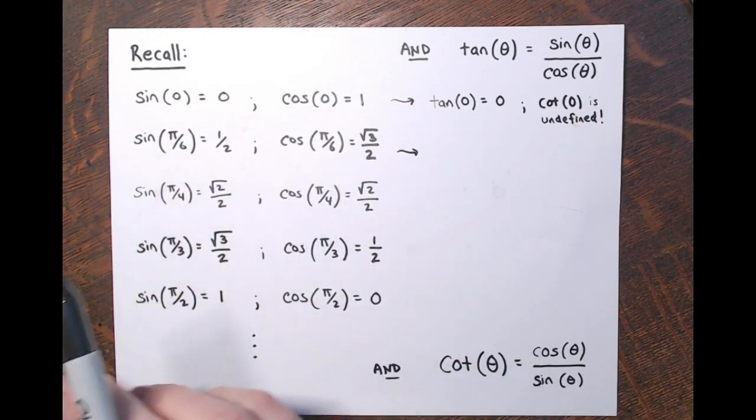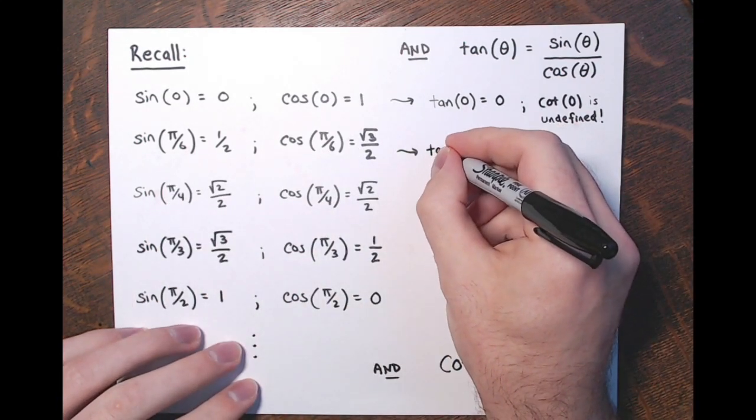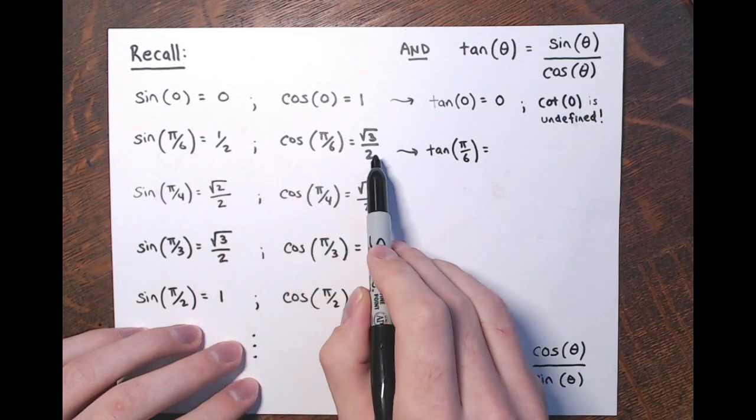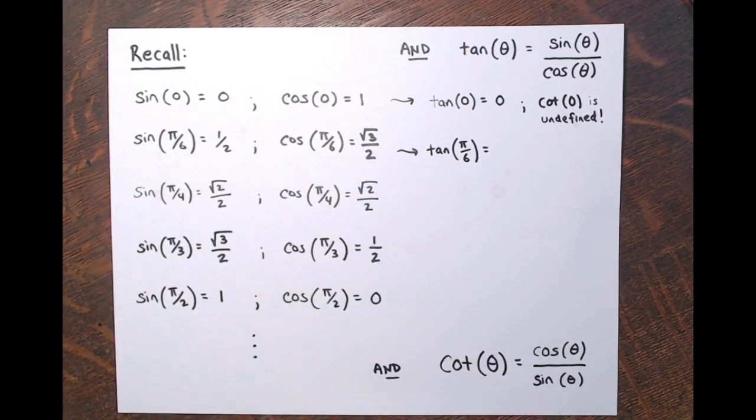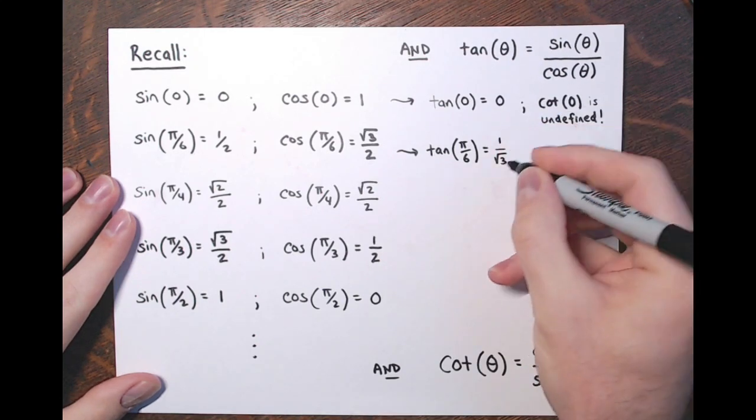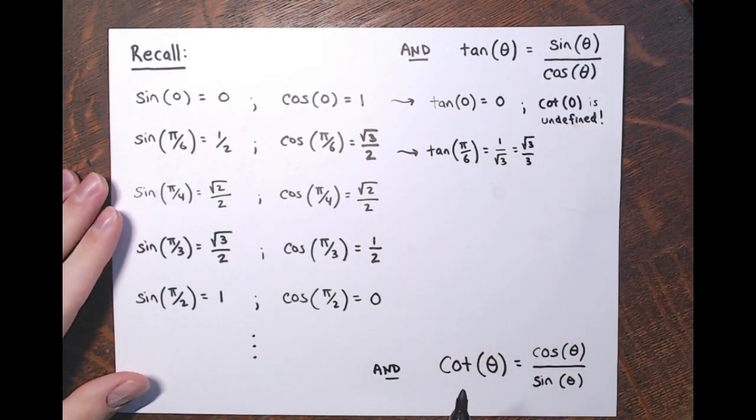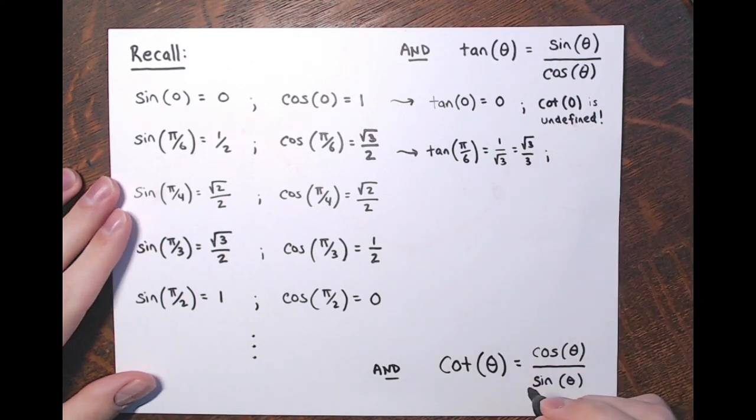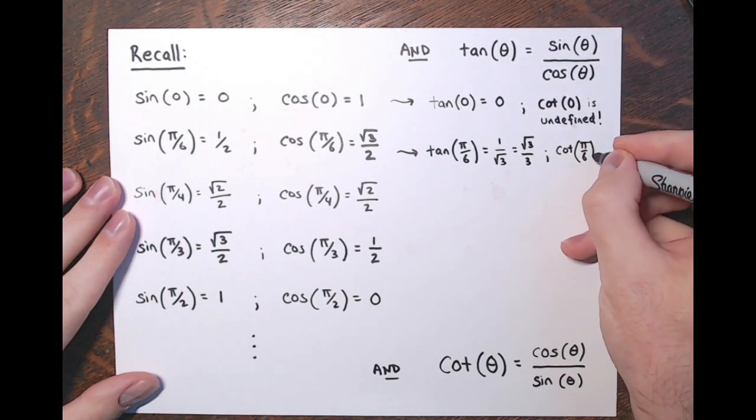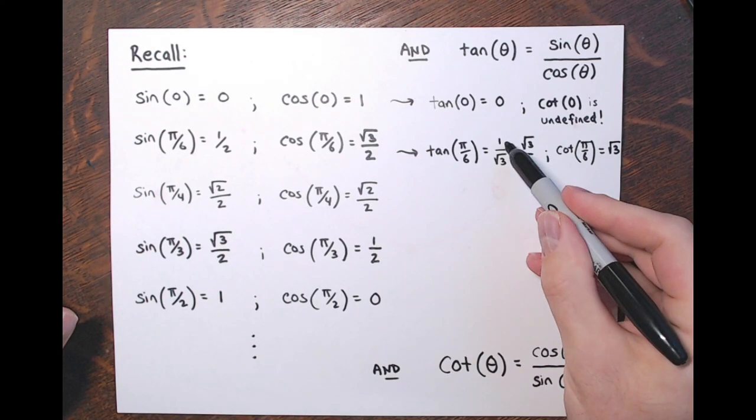Now for pi over 6, or 30 degrees, the sine was a half, cosine was square root of 3 over 2. So the tangent of 30 degrees, or pi over 6 radians, is 1/2 divided by the square root of 3 over 2. Hopefully you could tell that the 2's would cancel. You do a little algebra. That's 1 divided by the square root of 3, or the square root of 3 divided by 3, a third of the square root of 3 if I rationalize. And then flip this over. The cotangent of pi over 6, of 30 degrees, would be the square root of 3. Simple as that. Just flipping over 1 divided by the square root of 3.